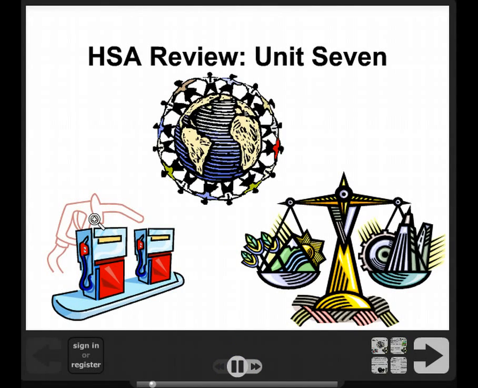The final unit, Unit 7. Unit 7 is one of the biggest units, and what I've done here is I've combined some of the things you've learned in other units, but I put it all in this unit because it deals with policy, how we make laws and plans and rules, and how we make decisions that affect the things that happen in our community, in our state, in our country, and internationally.